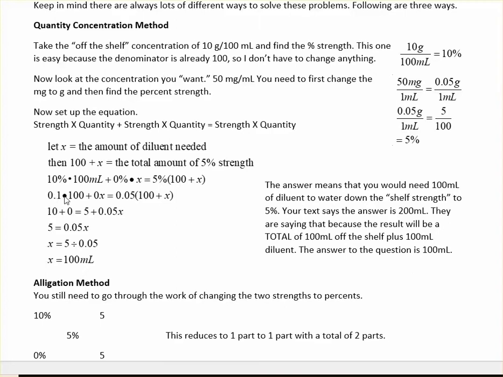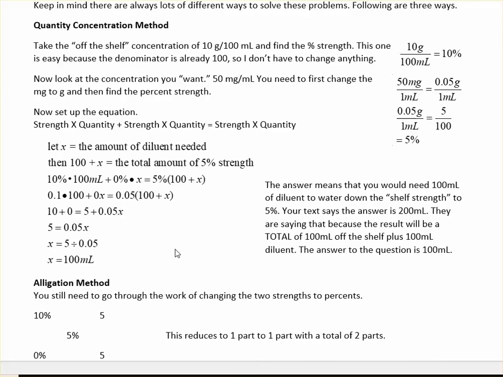So I went ahead and changed each one of them to a decimal. I really don't have to do anything with the 0%, and I changed the 5% to 0.05. This 0 times X goes down to 0, and 0.1 times 100 is equal to 10. If I multiply 0.05 times 100, I get 5, and 0.05 times X gives me this last part. Then I subtracted 5 from both sides, which makes my 10 now become a 5. And then I divided both sides by 0.05, and I end up with X is equal to 100 milliliters.